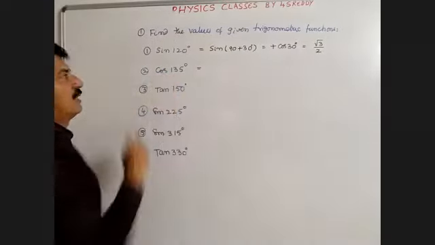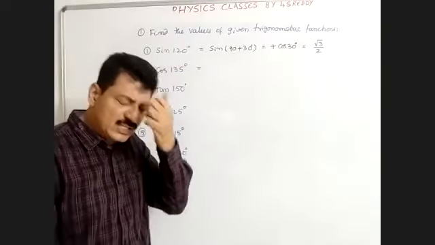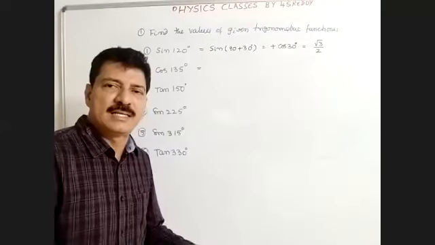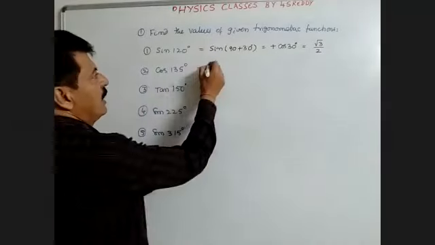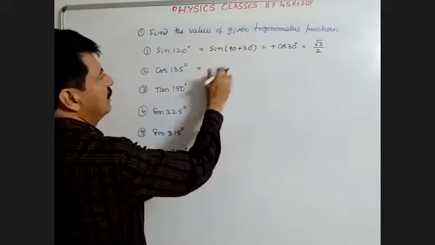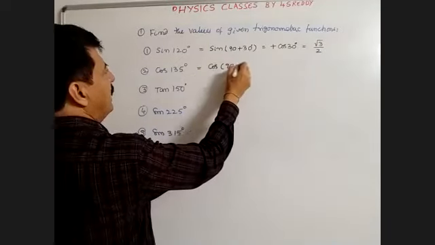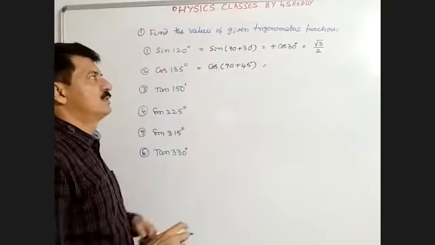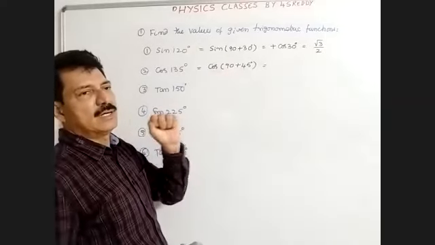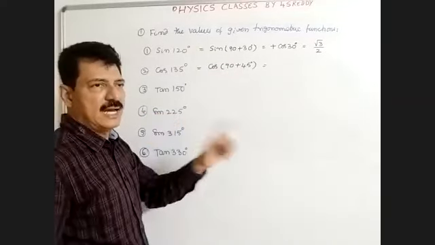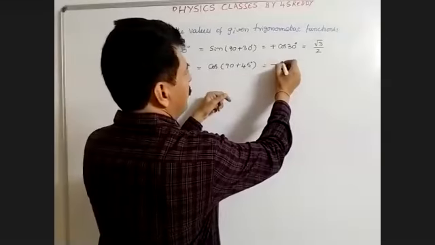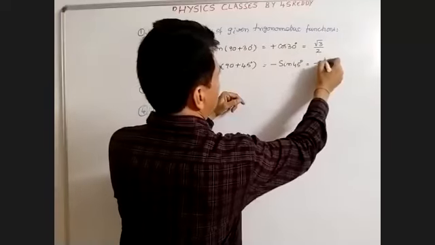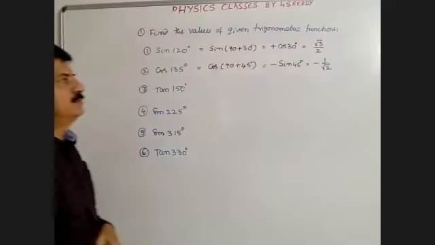Second one, cos 135. This also you can write cos 90 plus 45 or 180 minus 45. Both are the same. And for convenience, I'm writing cos of 90 plus 45. Cos 90 plus 45 means in the second quadrant. In second quadrant, only sine is positive. So cos is negative. And function changes to sine. Minus sine 45. So it is minus 1 by root 2.